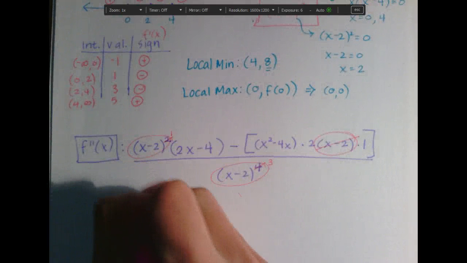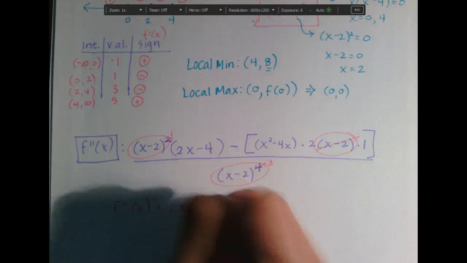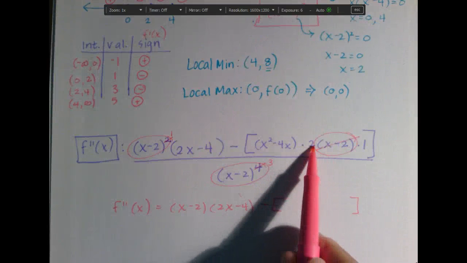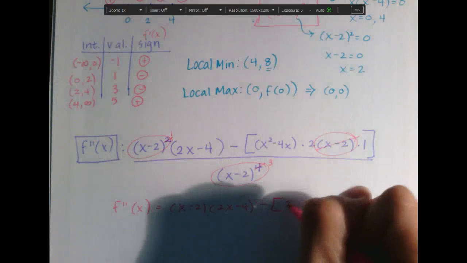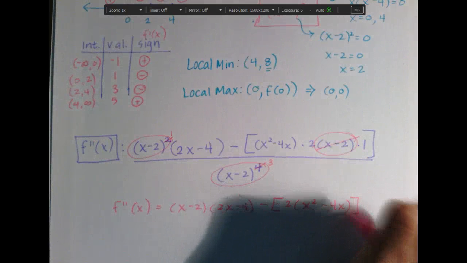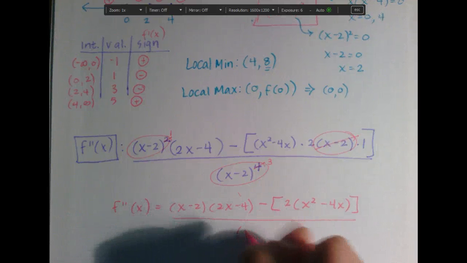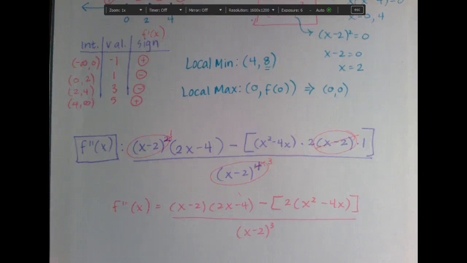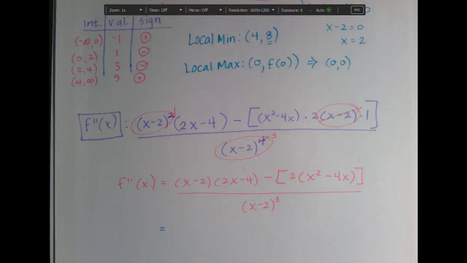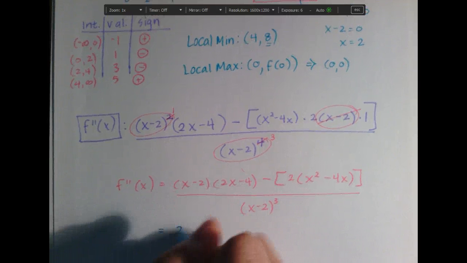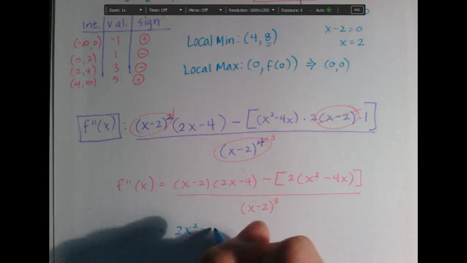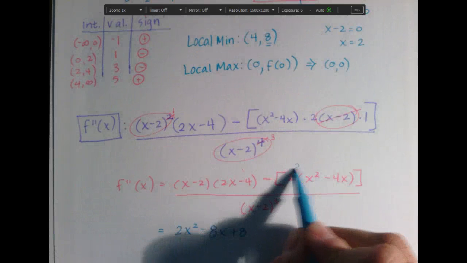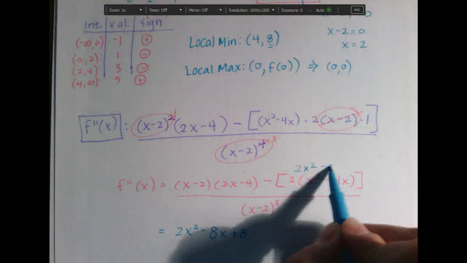So now I have x minus 2 times 2x minus 4, and then I'm subtracting 2 times 1, which is just 2, times x squared minus 4x. And in the denominator, I've got x minus 2 cubed. All right, let's get to that multiplication, that distributing and combining of like terms. So here I'll get 2x squared minus 8x plus 8. And then over here I'll also get 2x squared minus 8x.